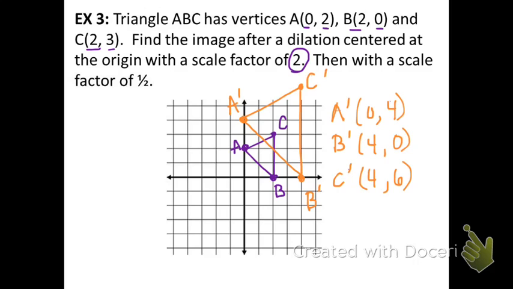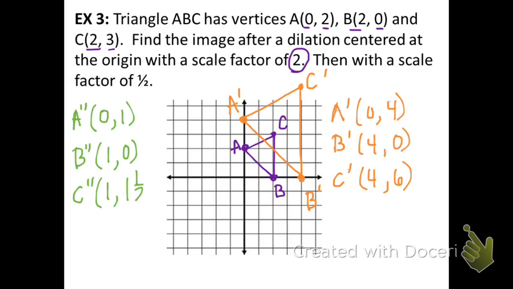Okay, then it also says do it with a scale factor of 1/2. And I'll change my color. What you're going to do with that 1/2 then is multiply everything by 1/2. So our A double prime is 0, and 2 times 1/2 is 1. Our B double prime will be 1, 0. And our C double prime, when we divide those by 2 or multiply by 1/2, we get 1 and 1.5. So I will graph those really quickly.